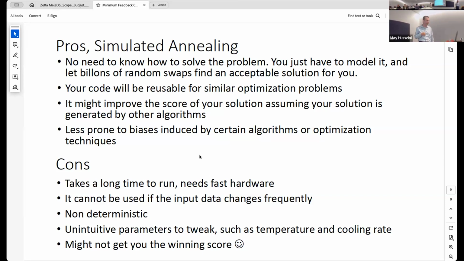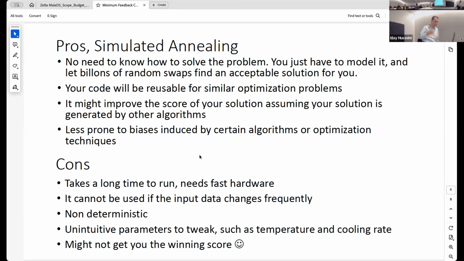It's also not deterministic, which means every time you run it, you get a different result. Sometimes you're lucky and get a good score, sometimes you're not. Temperature and cooling rate are also a problem. What temperature should you choose? How much should you cool the system, and at what rate? Those are all parameters that make a lot of difference, but are very hard to guess or know before you run the experiment. And it might not get you the winning score.